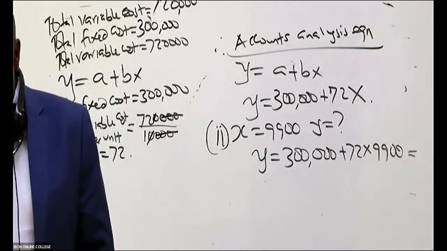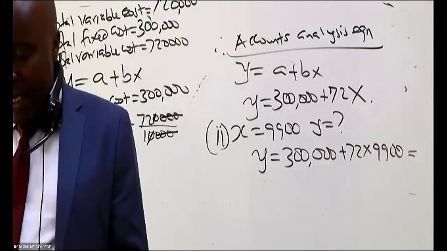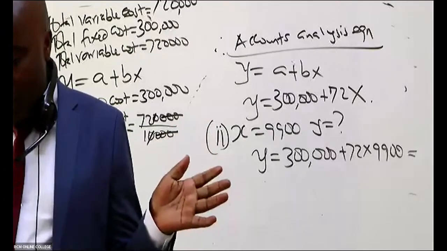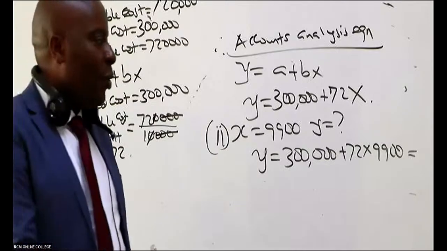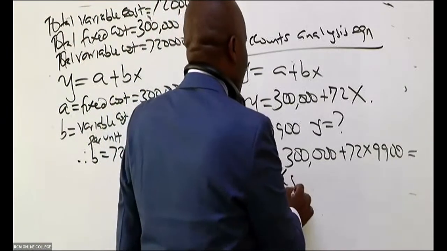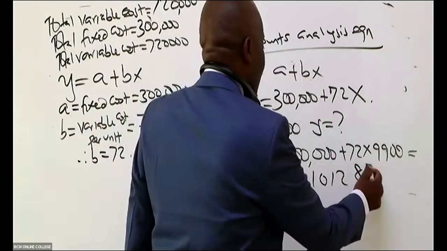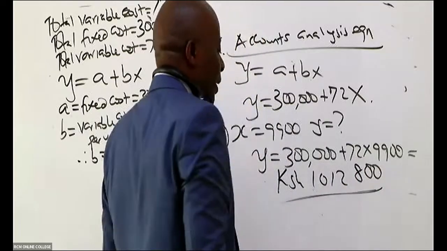So I've only replaced x with 9,900 in the cost equation. Remember, y is total cost. So it is 1,012,800. So you write here Kenya shillings 1,012,800, and you double underline.